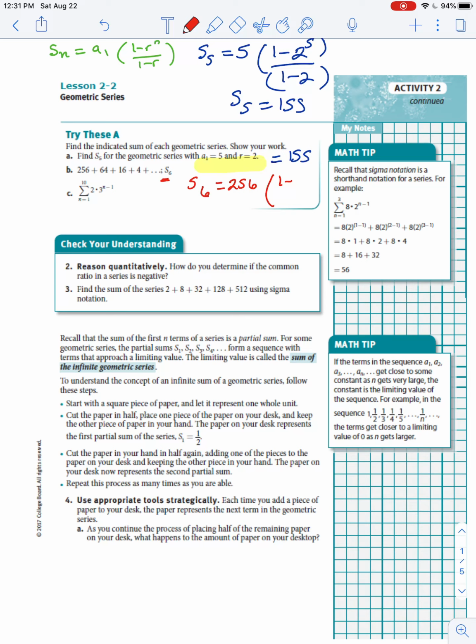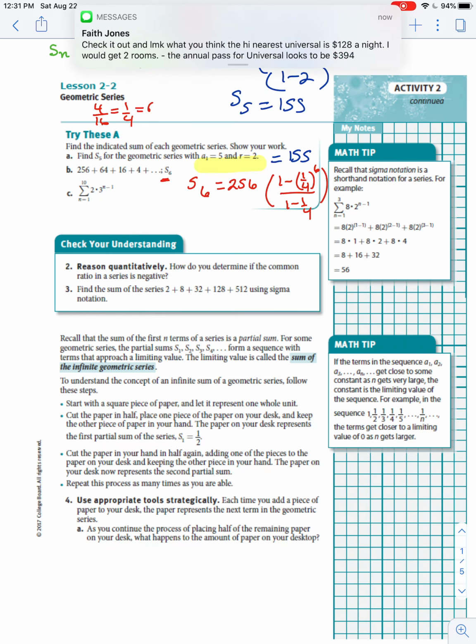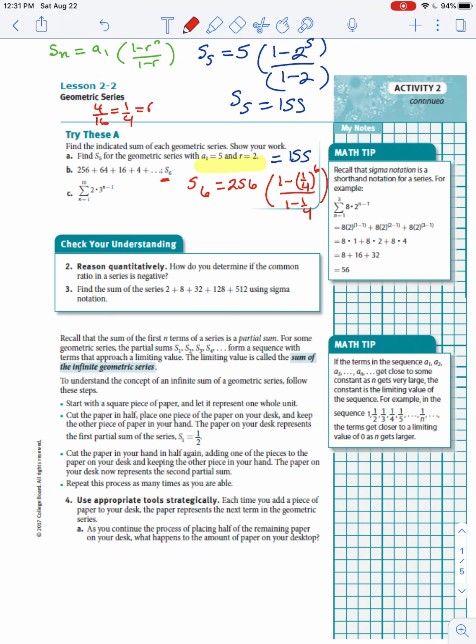I know that I have to divide the terms, so if I do 4 divided by 16, I get 1/4. So my ratio is a little messy this time. It's going to be 1/4. So 1 minus r, which is 1/4, taken to the 6th power, and then divided by 1 minus 1/4. So again, it's pretty messy. So you definitely want to practice plugging things into the calculator, using parentheses, and so on.